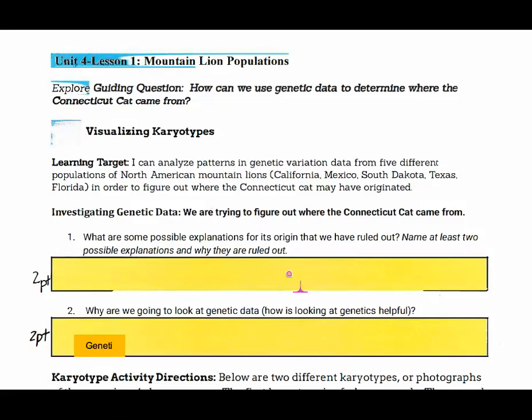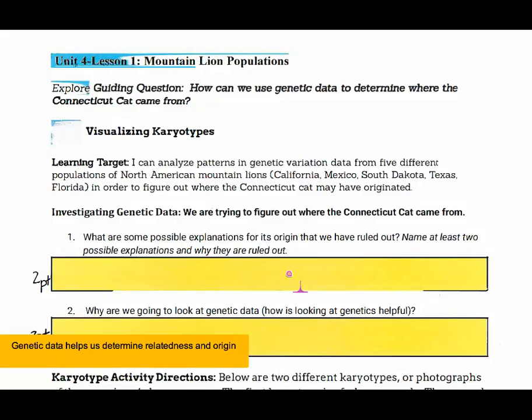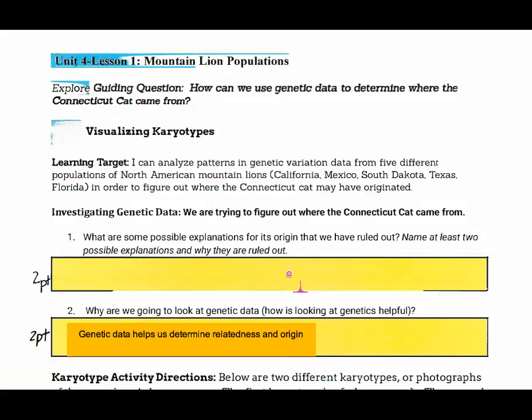Okay, so genetic data helps us determine relatedness and origin. Make sure you get that down. By comparing the Connecticut cat's DNA to that of other mountain lion populations, we can find the closest match, and we can trace its geographic origin.